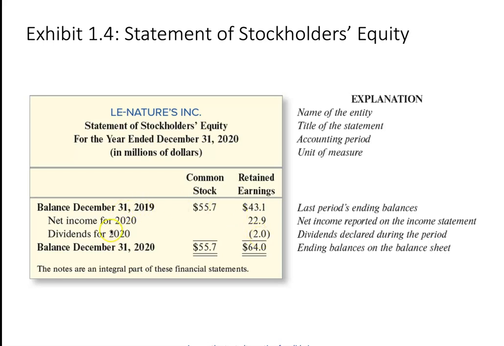During 2020, the shareholders decided to pay $2 million of dividend out of the net income they have produced. So they want to get $2 million as return. That will be subtracted from the retained earnings because it's distributed. When it's distributed, it's not retained, so it's subtracted.